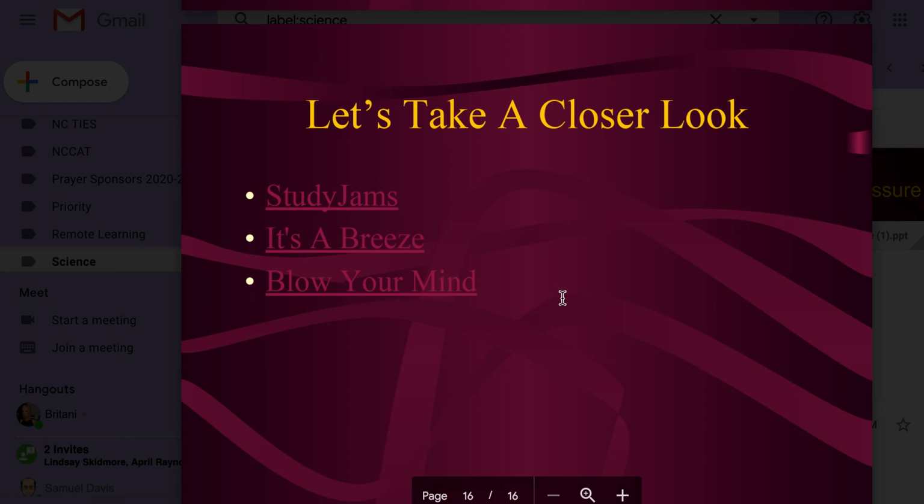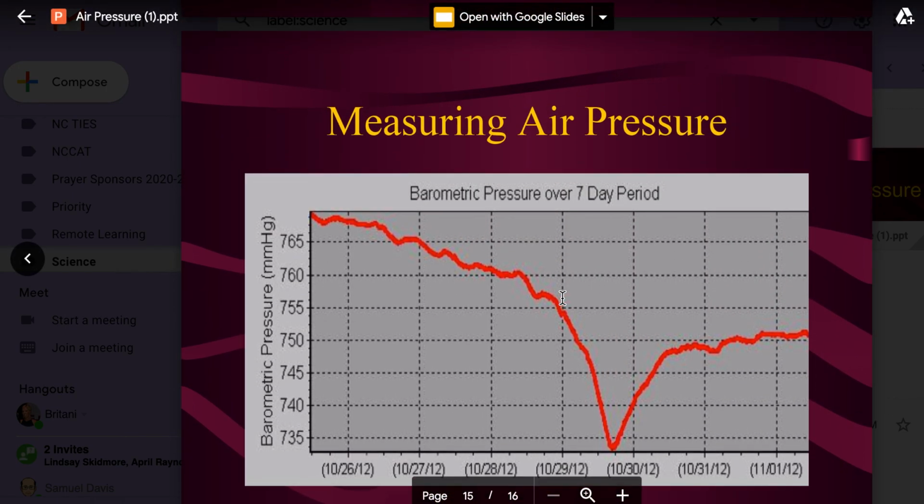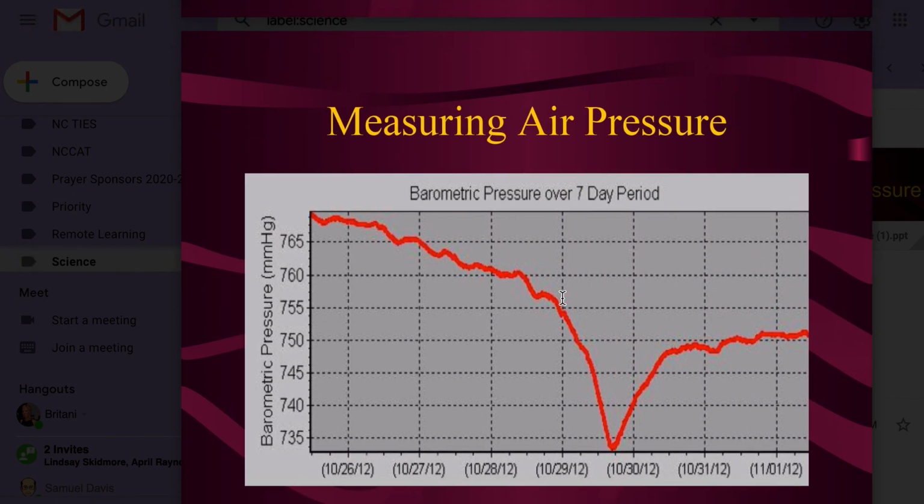Okay, so that is a quick PowerPoint. Remember, we've got a lot of notes that go along with pressure systems. So make sure you're looking over those and you're understanding the vocabulary that goes along with it. And if you have any questions, let me know.